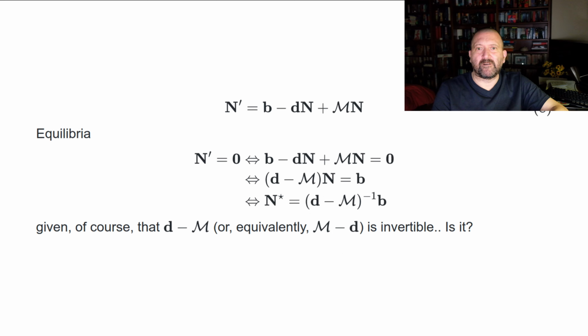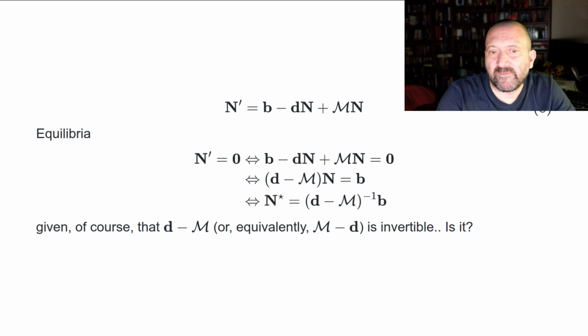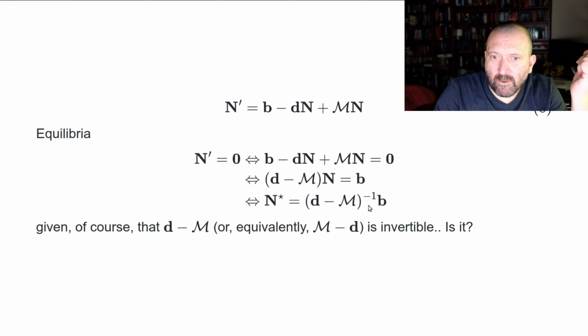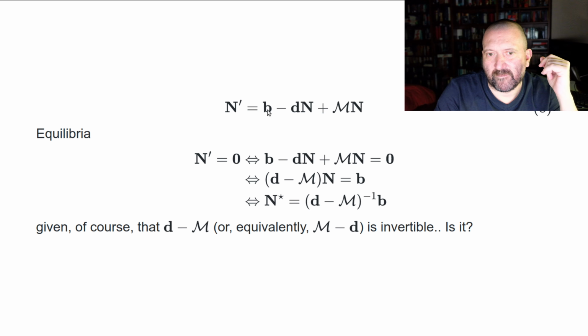And if that's the case, this is a linear system. I can study it. What are the equilibria? Well, the equilibria are quite easy to find. I'll set N prime equal to 0. This gives me this equation. I can move this to the right-hand side and factor out the N from these two terms, and so I get (D minus M) times N equals B, and remember D is a diagonal matrix. Therefore, if this matrix D minus M is invertible, I know that I have a unique equilibrium point, which is N star equals the inverse of (D minus M) times the vector of births.